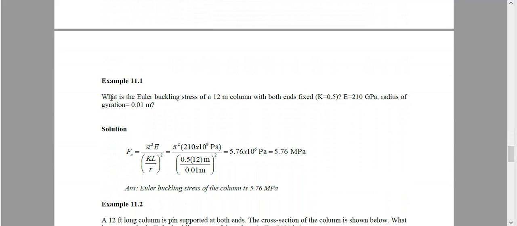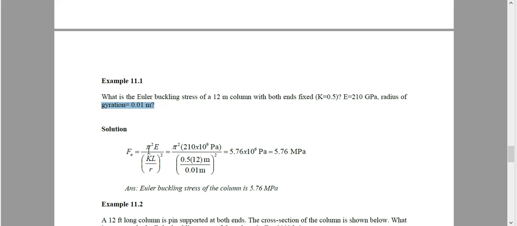For this problem, what is the Euler buckling stress for a 12-meter column with both ends fixed? Both ends fixed means K is 0.5. I gave it here so that it's easy for you at the beginning. E is given as 210 gigapascal, radius of gyration is 10. Now they did not tell minimum. That means it should be a square or circular column, so that we know that both ways it is the same radius. So what is the equation?